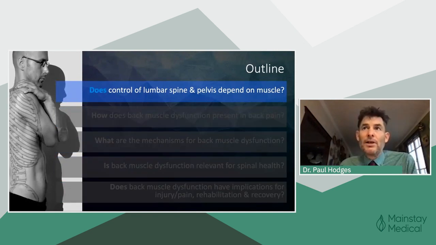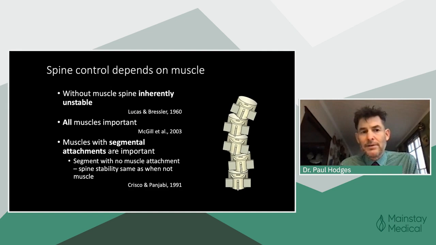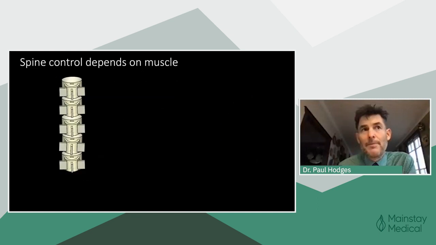So first of all, does control of the lumbar spine depend on muscle? It's been well known for many years that the spine is inherently unstable. Because it's unstable, we need muscle. And the first thing to know is that all muscles are important. But there does seem to be some specific importance of muscles that have segmental attachment. So muscles like the multifidus that attach to individual segments of the spine.